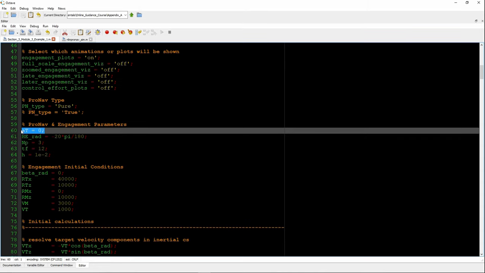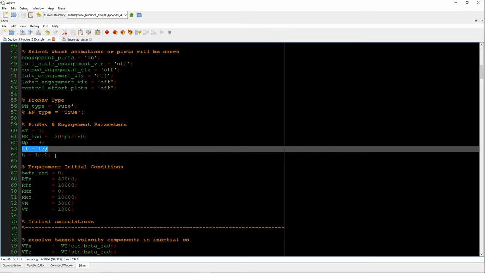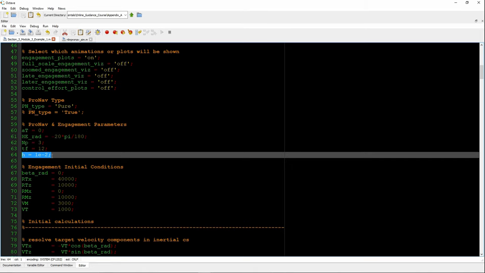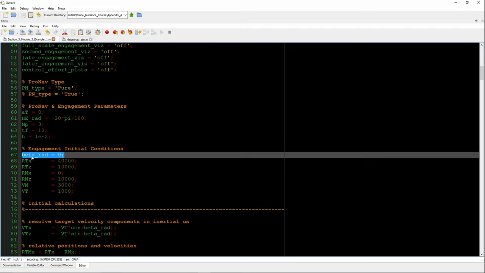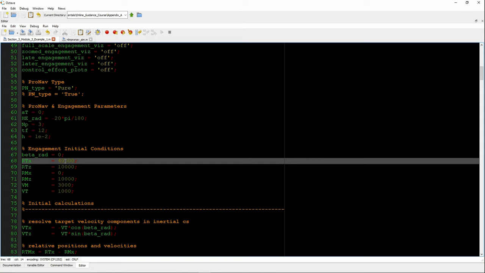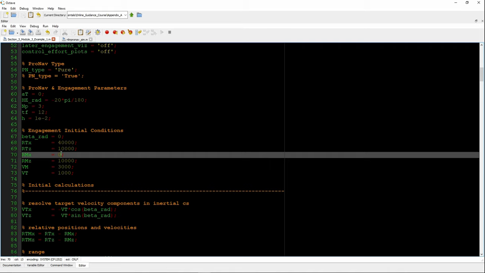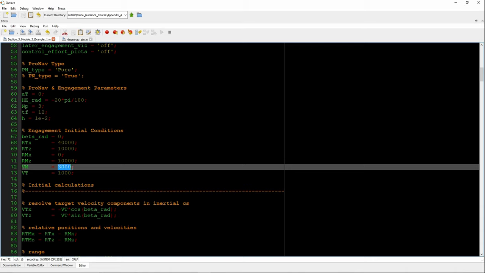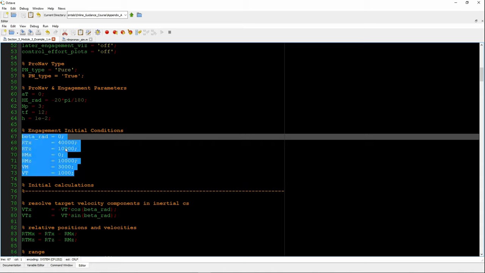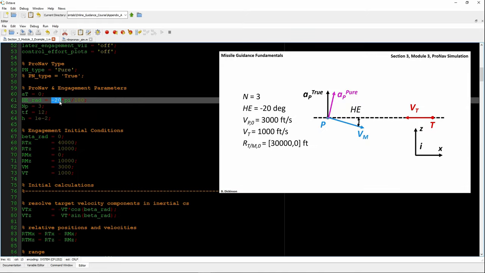Engagement parameters: no target acceleration, heading error is initially 20 degrees, navigation gain of 3, 12 seconds of simulation time, 1/100th of a second time step size, and then the initial state data. So target heading angle is initially 0. The target's at 40,000 feet in the horizontal direction, 10,000 feet in the vertical direction, and the pursuer is initially at 0 in the horizontal direction, and it is also at 10,000 feet. The pursuer has 3,000 feet per second velocity and the target 1,000 feet per second. So exactly as we had it in example 1, section 3, module 3, where the pursuer and target would be on a head-on collision course if it were not for this initial 20 degrees of heading error.